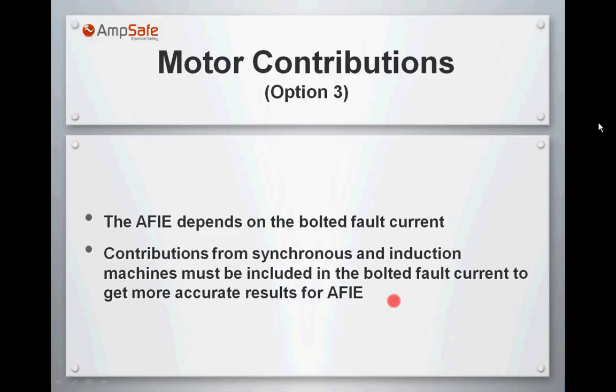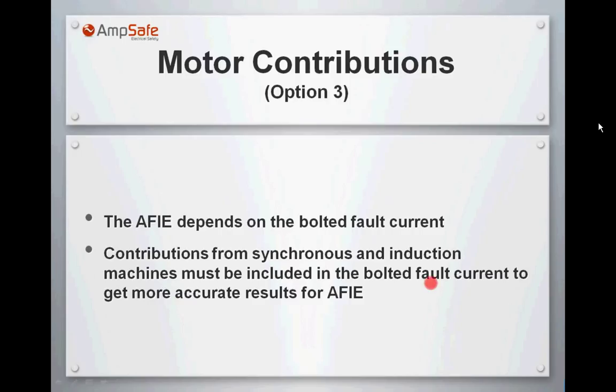I believe that in other software as well, besides the SKM, but I know for sure in this one, you can adjust these contributions according to your needs. Okay, so there are options that you have, to decide which options you want for contribution.